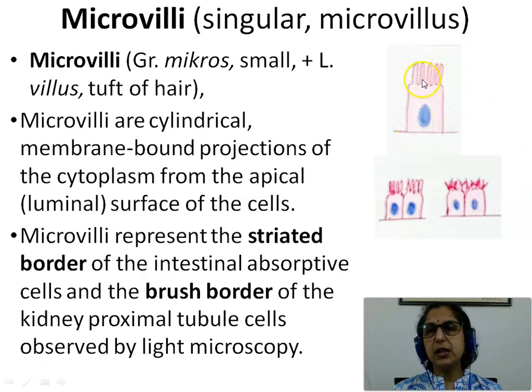What we see here is a columnar cell having microvilli, projections seen on the apical surface. If these microvilli are arranged in a regular fashion, they form what is known as a striated border. And if they are irregularly situated on the apical surface, then they give rise to the brush border appearance.